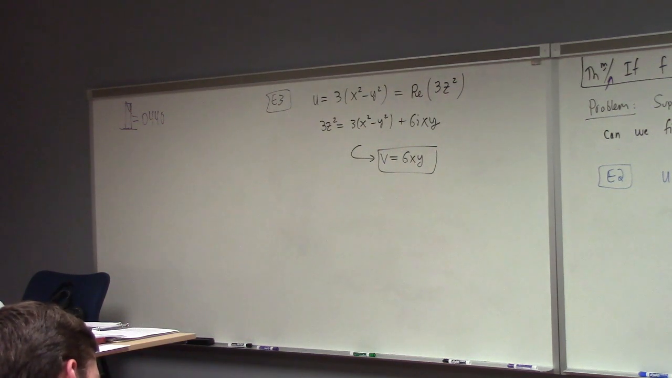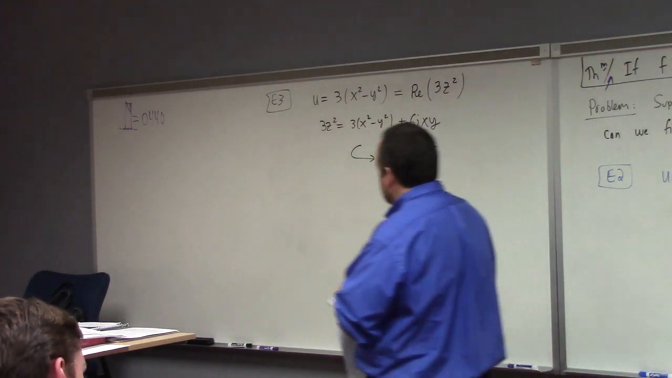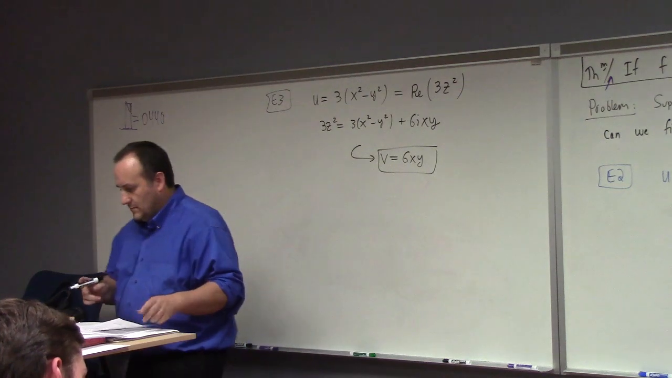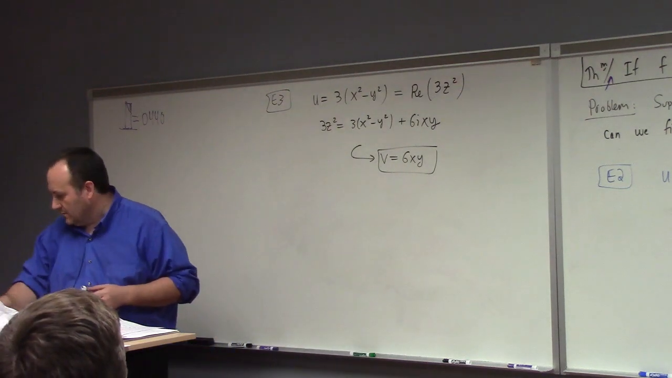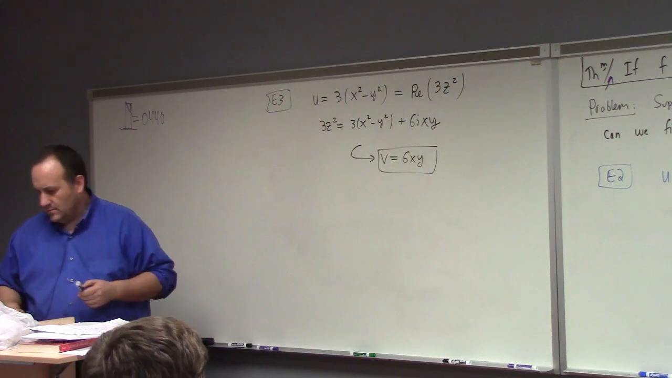Maybe dumb question. Is there any significance to the conjugate of z quantity squared? Not that I know of. I mean, there might be, but I don't know offhand.